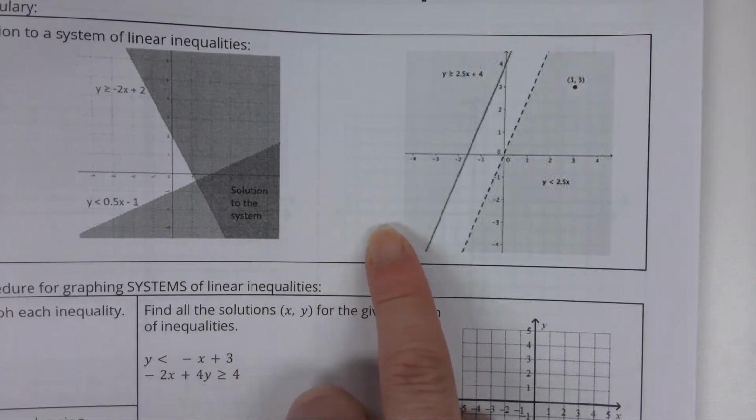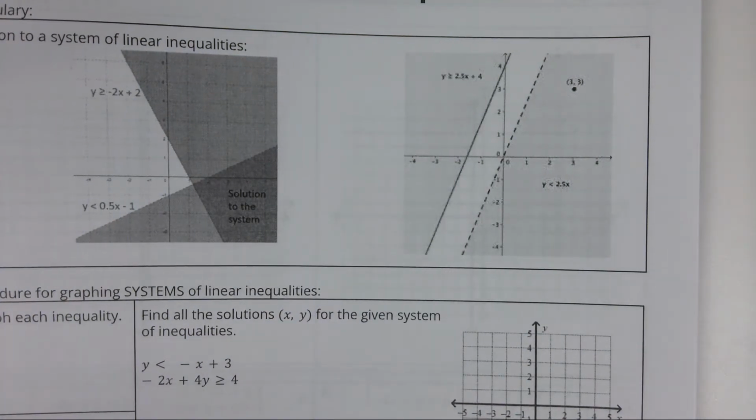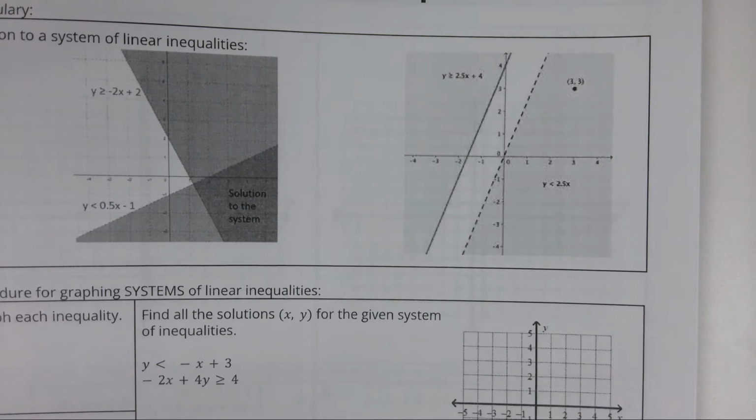When the lines are parallel, if they're both shaded outside, they actually have no solution, because there's nothing that they had in common. If they were shaded together, then there would be a solution in between the lines.